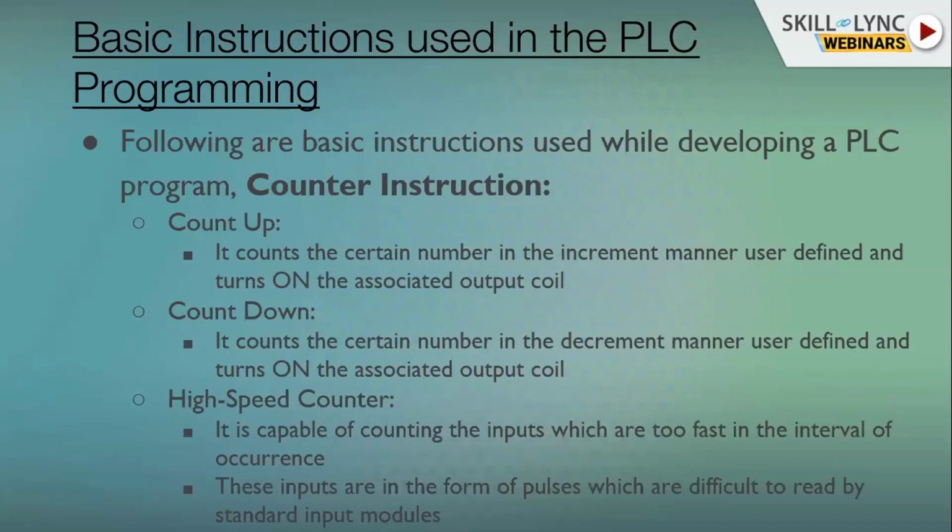We also have counter instructions, which count how many tasks have been running. Count up runs in an increment manner. Countdown runs in a decrement manner. There is also a high speed counter, which counts in a fast manner, not with a longer interval.